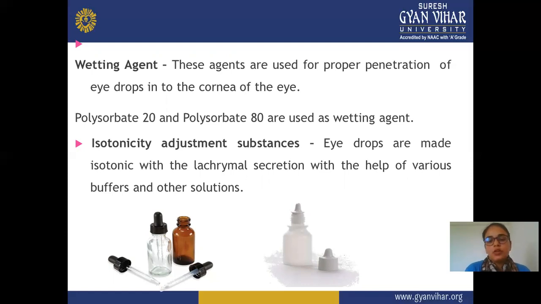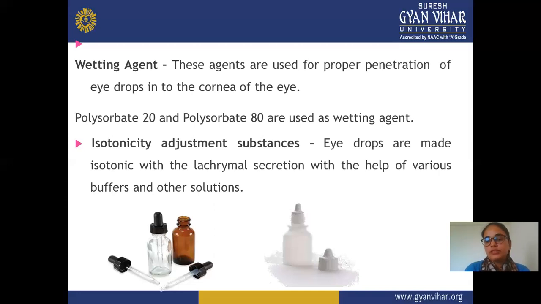As an example of wetting agents, mainly we are using surfactants, because surfactants help wetting of your material or excipient so that it can be easily wet, solubilized, or dissolved into the solution. To enhance the wettability of your compound, we use wetting agents or surfactants. Mainly we use polysorbate 20 and polysorbate 80 as wetting agents.